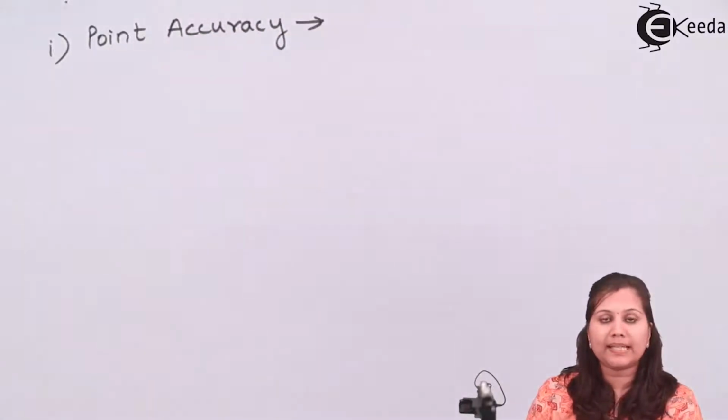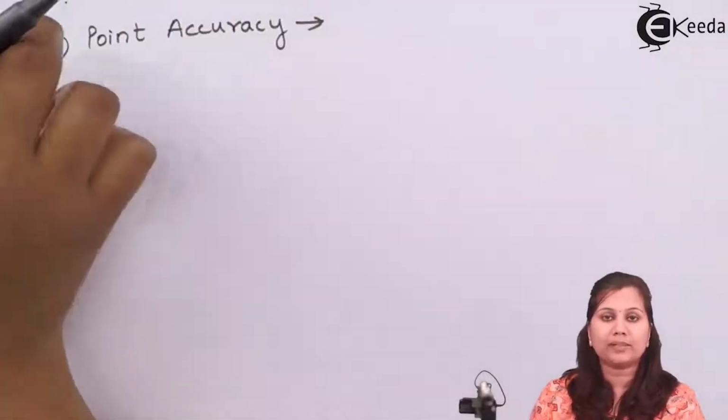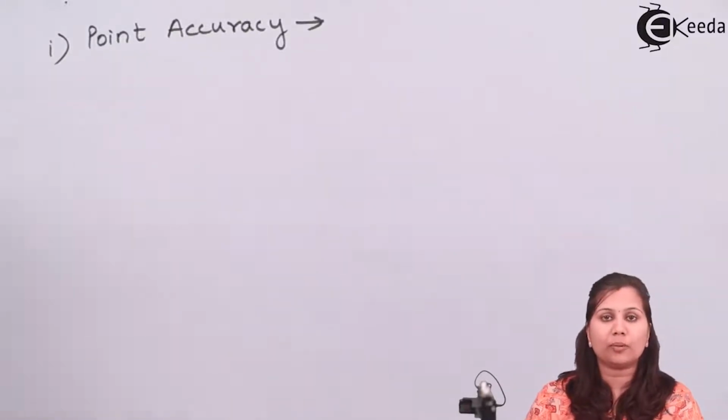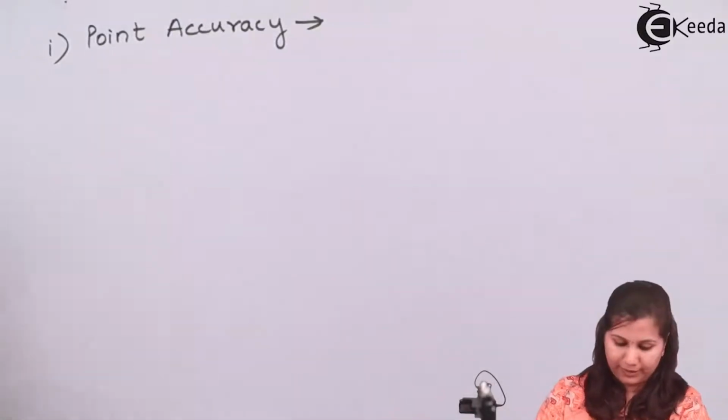When the accuracy is specified at one point of the scale, that type of accuracy is called point accuracy. Suppose that we are measuring resistance and the range is from 0 to 100 ohms. At every point of the measurement we are defining the accuracy, that will be called the point accuracy.